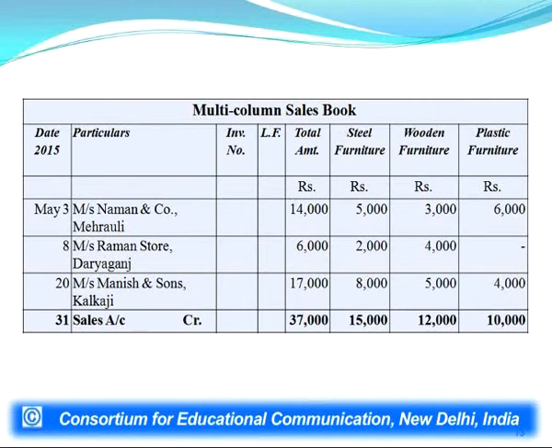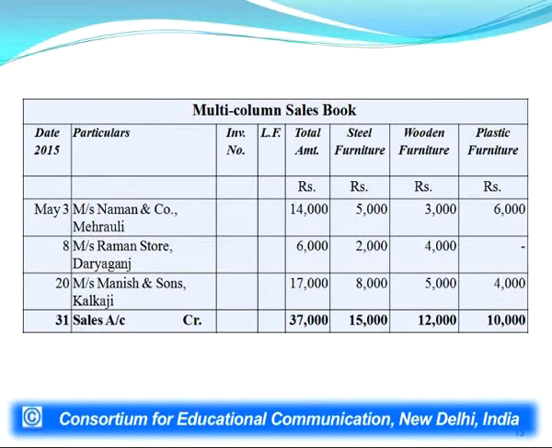Then next is Manish and Sons, and the sale of steel furniture 8,000 and wooden furniture 5,000 and plastic furniture 4,000. So, the total sales is 17,000. So, this total is here in the last, total sales 37,000, total sale of the steel furniture 15,000, total sale of wooden furniture 12,000 and total sale of plastic furniture 10,000.